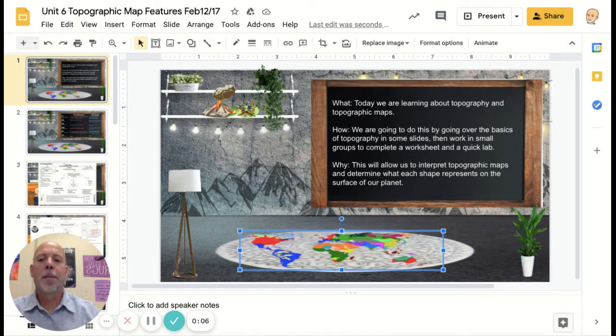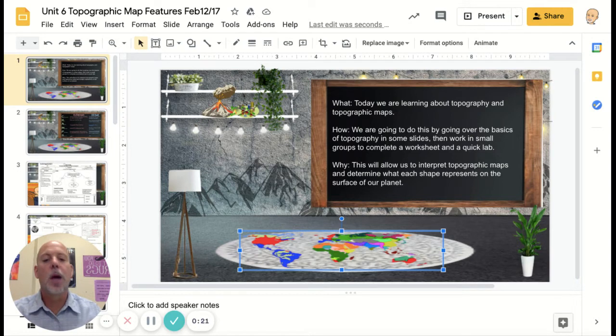Today, we're going to be learning about topographic map features. So we're going to be talking about topography and topographic maps. How we're going to do this is we're going to go over the basics of topography in some slides. Then we're going to work in small groups to complete a worksheet and a quick lab.